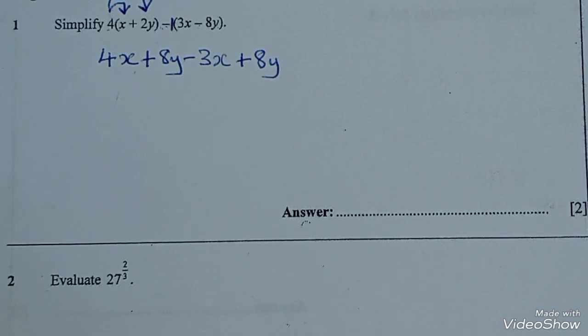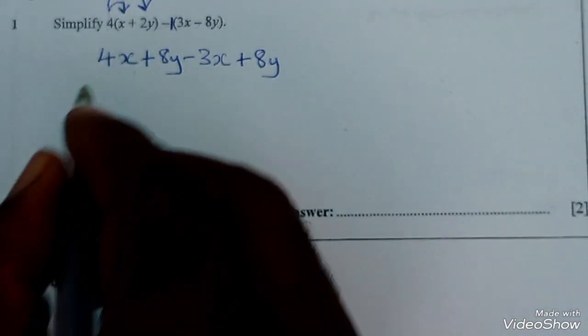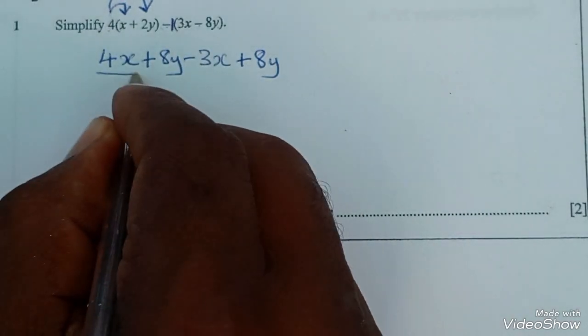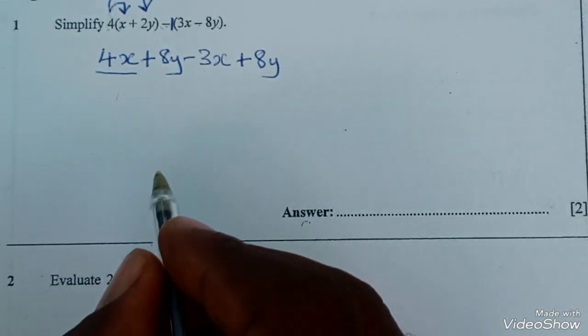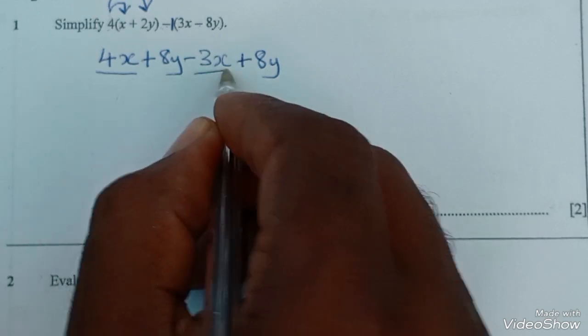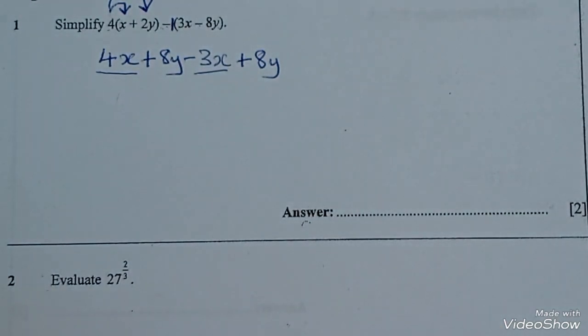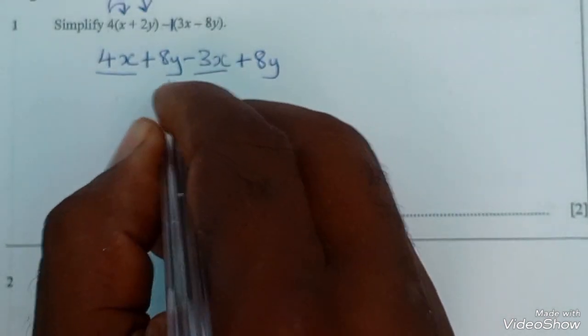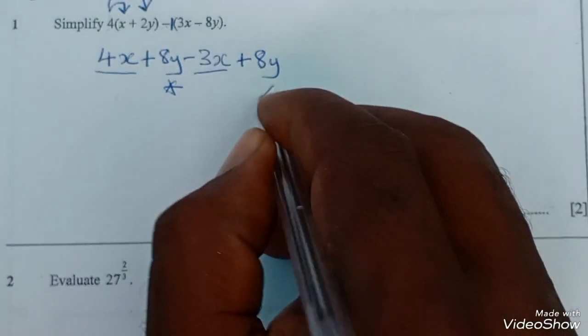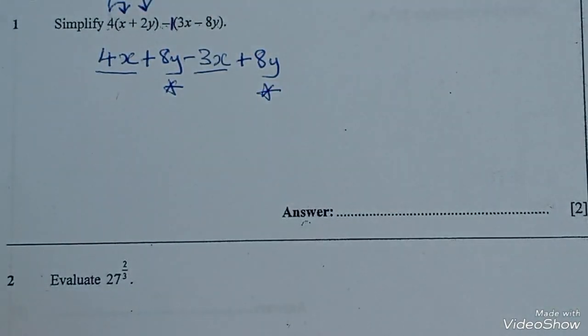So from there, we are going to collect the like terms. So the like terms are those terms with same letters and same powers. So in this case, 4x and 3x, they are like terms. Positive 8y and 8y, they are like terms.